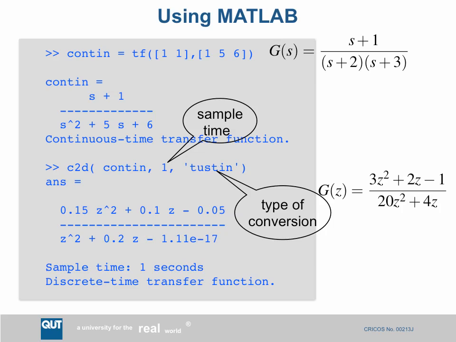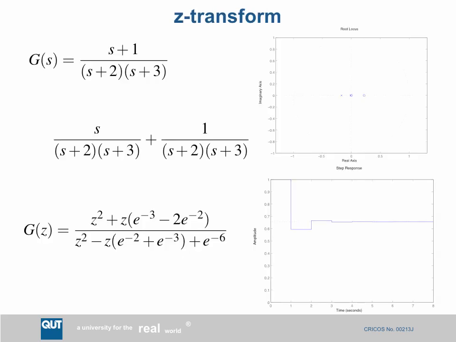Now, MATLAB can do quite a number of different types of conversions. It can do the Tustin transform. It can't do the simple backward integrator that I showed in the previous slides, but it can do the pole zero mapping and it can do the Z transform. So this is how you use MATLAB to convert continuous time to discrete.